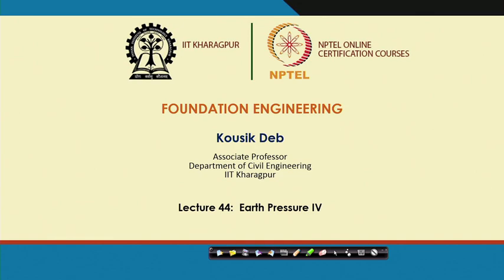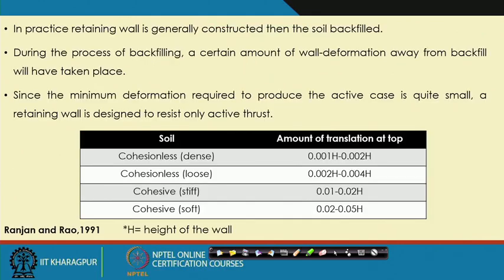So, in this class, I will discuss what the earth pressure would be if the soil is a c-phi soil. In all the earth pressure problems so far, I discussed that the soil is only a phi soil. Today I will discuss the c-phi soil. In general, when we design a retaining wall or earth retaining structure, we design it against the active condition.